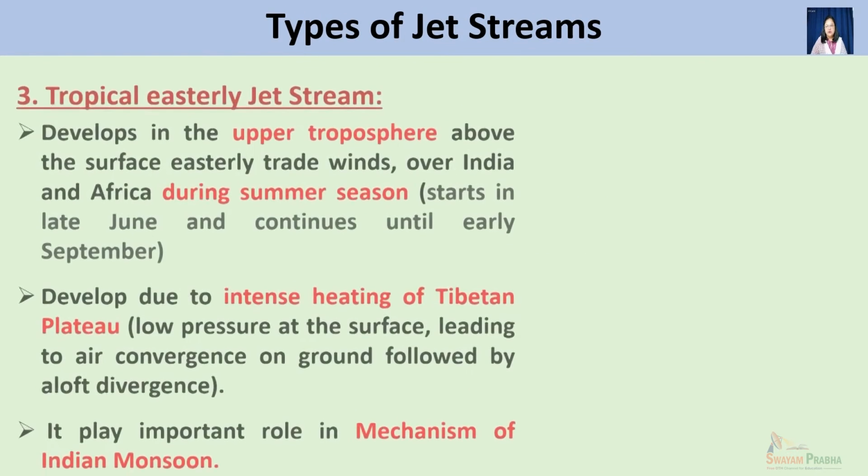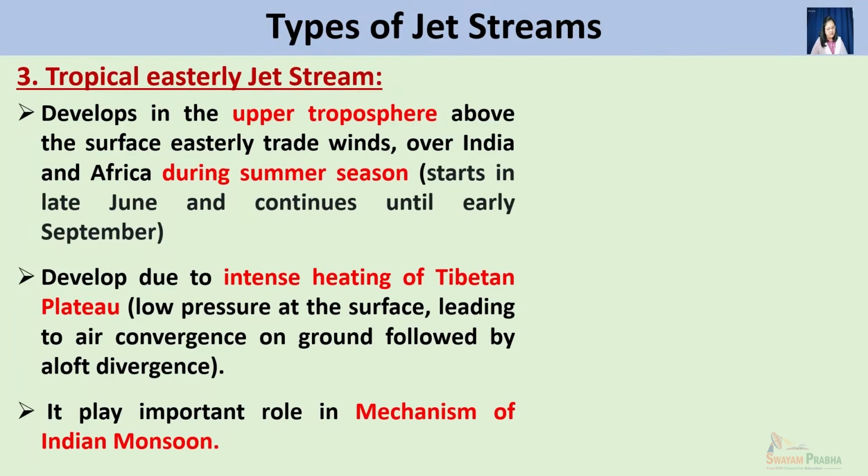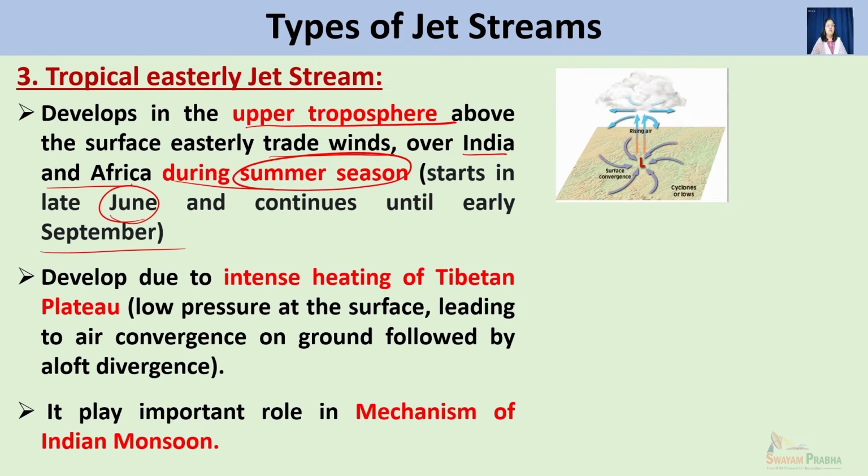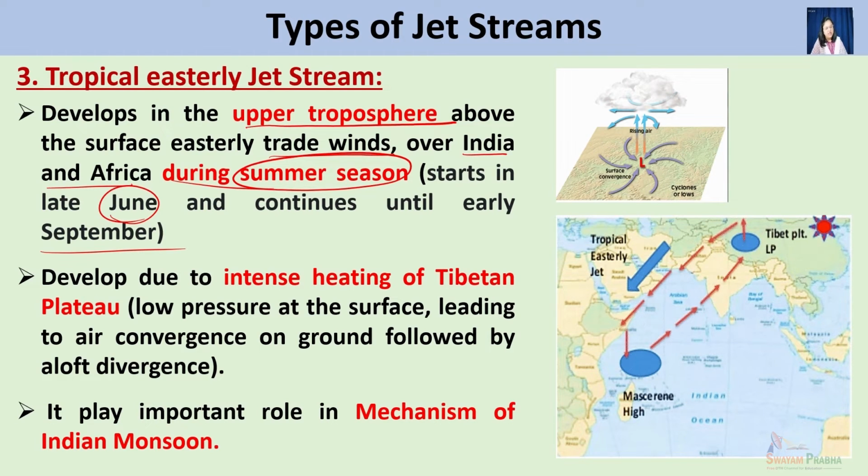The third type of jet stream is the tropical easterly jet stream, and this jet stream particularly develops in the upper troposphere above the surface trade winds over India and Africa, primarily during the summer season, which starts somewhere around late June and ends nearly in September. So during this time period, when you have summer in the northern hemisphere, the sun is overhead the Tropic of Cancer.